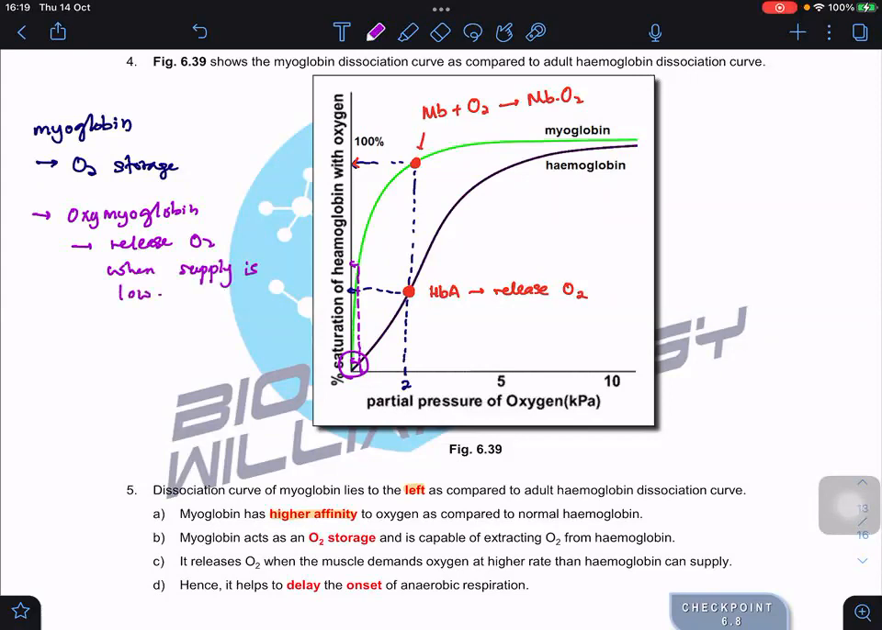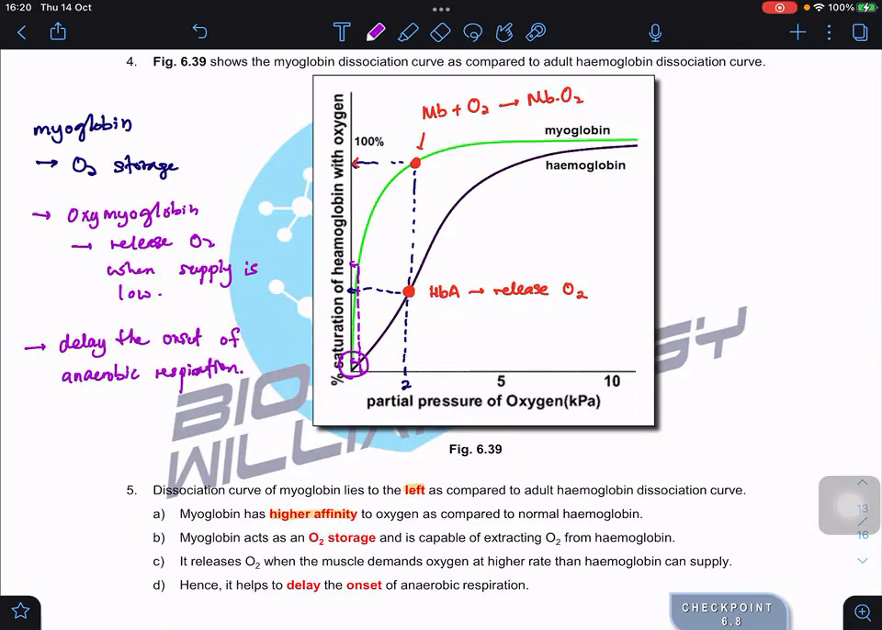Are you clear? So this is very, very important. If without myoglobin, what will happen? Supply is too low, and it cannot sustain already. So with the presence of myoglobins, we can delay the onset of anaerobic respiration.